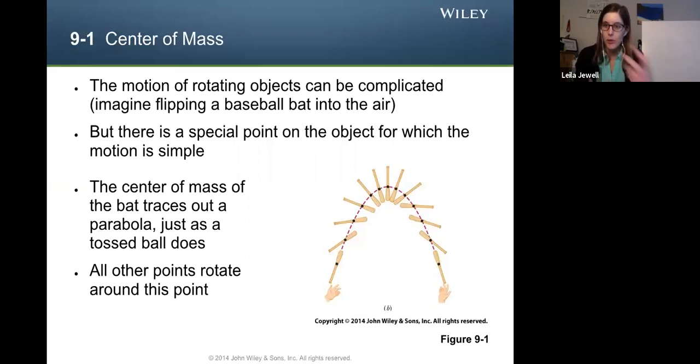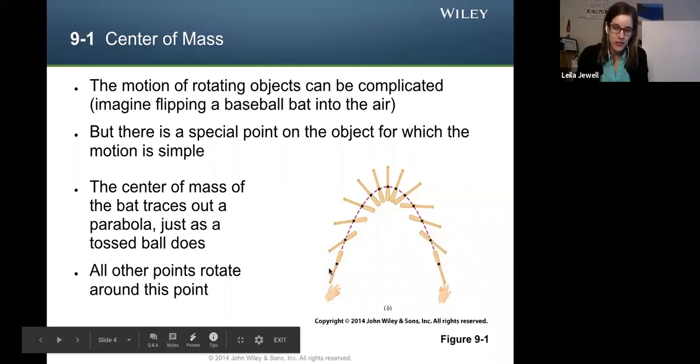So if you have a rotating object, it can be pretty complicated. You could imagine flipping a baseball bat through the air, or what I like to do in class at least, is I take a racquetball racket and I fling it across the room. And it doesn't follow a simple shape, but there's a special point where the motion is simple, where it does follow a simple parabolic path, even while the baseball bat itself is flying around at crazy angles. If you followed the tip of the bat, it would be taking this weird loop path.